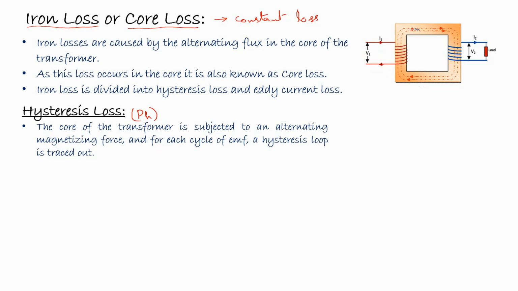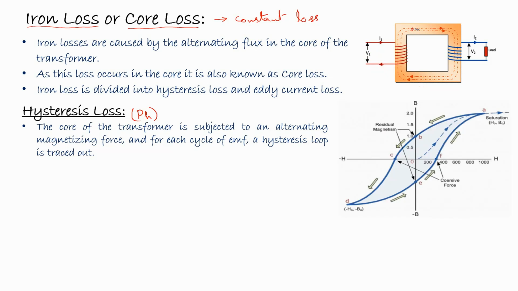The core of the transformer is subject to an alternating magnetizing force, and for each cycle of the EMF, a hysteresis loop is created. That we have already seen in the magnetic material chapter. So here the B versus H characteristics for this magnetic material will create a loop, where H is the magnetic field intensity, which is proportional to the current, and B is the flux density, which is proportional to the flux. And as the current is alternating, the flux will also be alternating in nature.